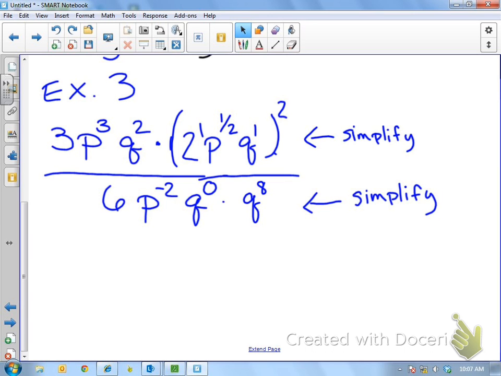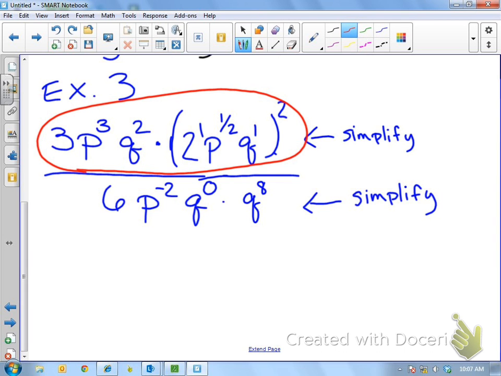So on its own, the top needs to be simplified. That means the top needs to have only one of each base and no negative exponents. On its own, the bottom needs to be simplified. That means it needs one of each base. So let's look at just the top right now. We're going to completely ignore the denominator for now. Just the top. Okay. So I heard someone say distribute.